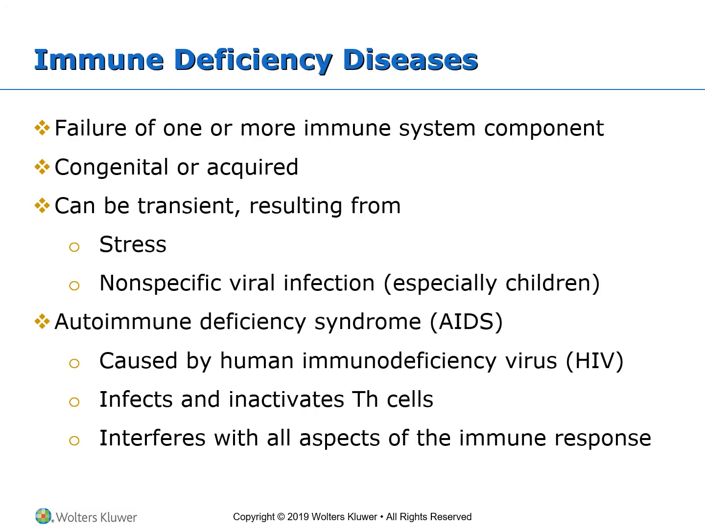Immune deficiency diseases are a result of a failure of one or more of the lines of defense of our immune system to perform when exposed to an antigen. Those immunodeficiency diseases can be congenital if they are present at birth, or they can be acquired. Also, they can be classified as transient. They can happen in some stages of our life, and after that our immune system recovers, as a result of stress or some non-specific viral infections, especially in young children.